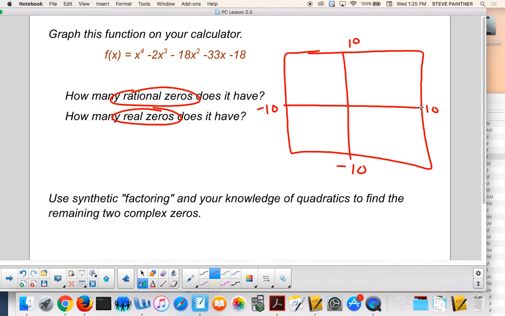I'm going to do it on a standard window, 10, 10, 10, 10. Okay. I do need to look at somebody's, so I can copy it. Okay, go Zoom 6 or something. Very interesting. Oh, because you wanted to see the zeros better.